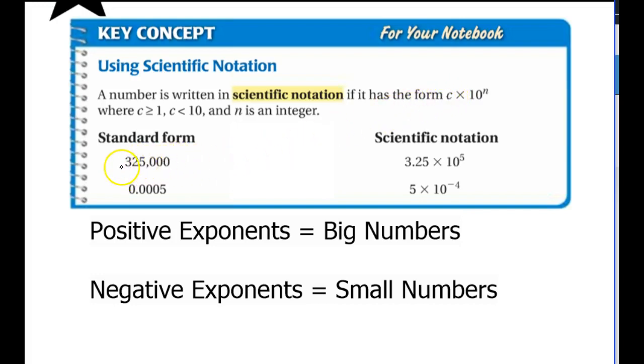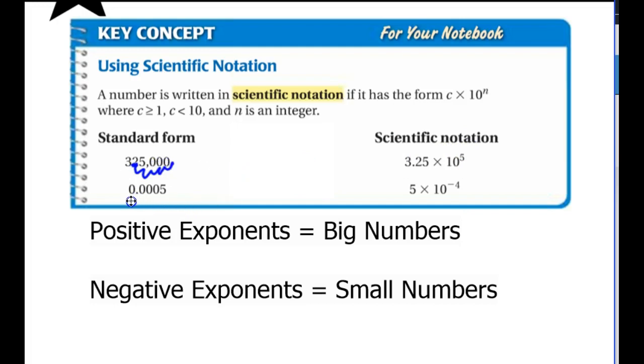Now if we have a standard form, 325,000, we can write this in scientific notation as 3.25 times 10 to the 5th. How we do that is we imagine that there is a decimal point right there. It's just imaginary, and we go 1, 2, 3, 4, 5 spots and put a decimal point there. We're always going to put a decimal point after the first number. So right now we have 3.25 times 10 to the 5th power because we went over 5 times.